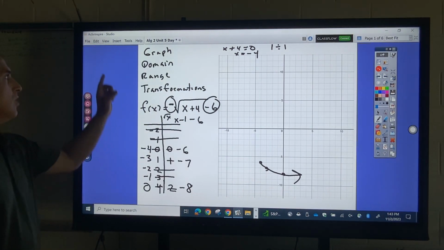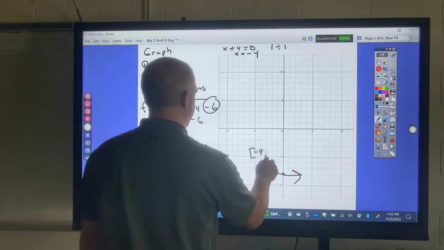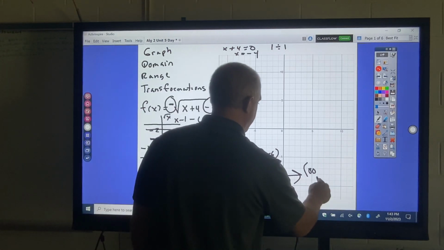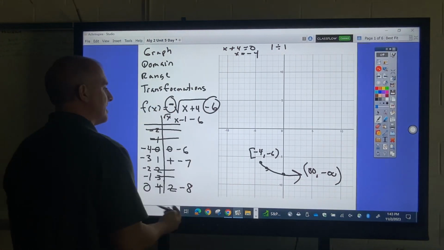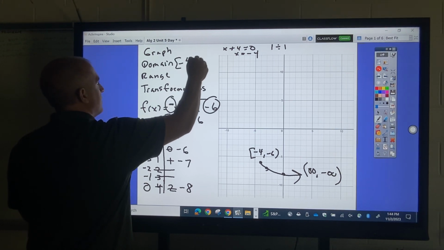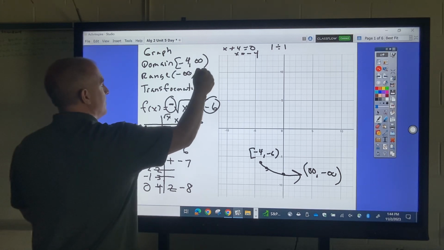Now, what is my domain? Well, let's label this. This is negative 4, negative 6. This is infinity, negative infinity. So my smallest x value here is negative 4. The biggest is infinity. The smallest y value is negative infinity. The biggest is negative 6.